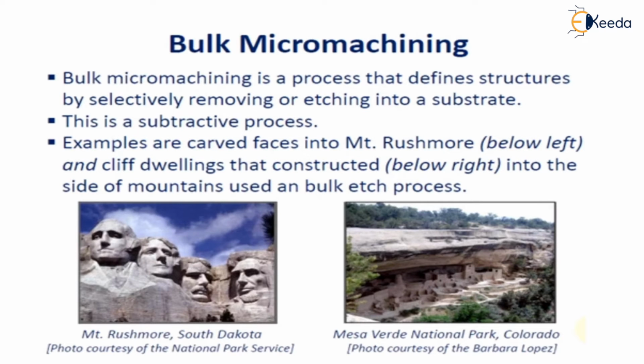Bulk micromachining is the process that defines the structure by selectively removing or etching into a substrate. This is a subtractive process. Examples are the faces carved into Mount Rushmore, below left, and the cliff dwellings constructed into the side of the mountain, below right, used in a bulk etch process. So these are two different applications where bulk micromachining is used.